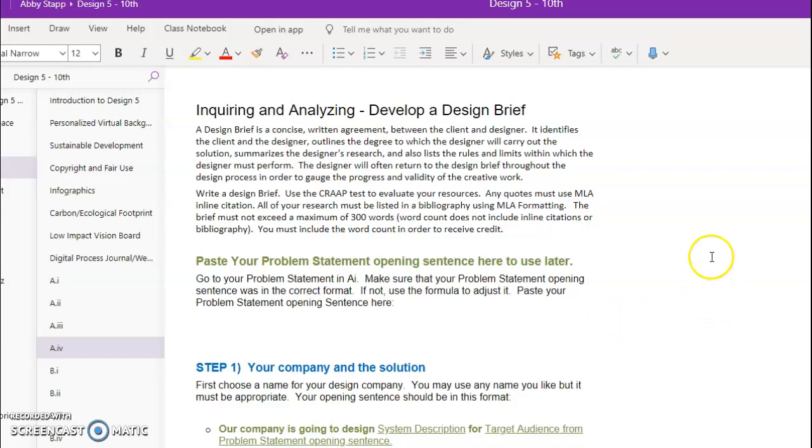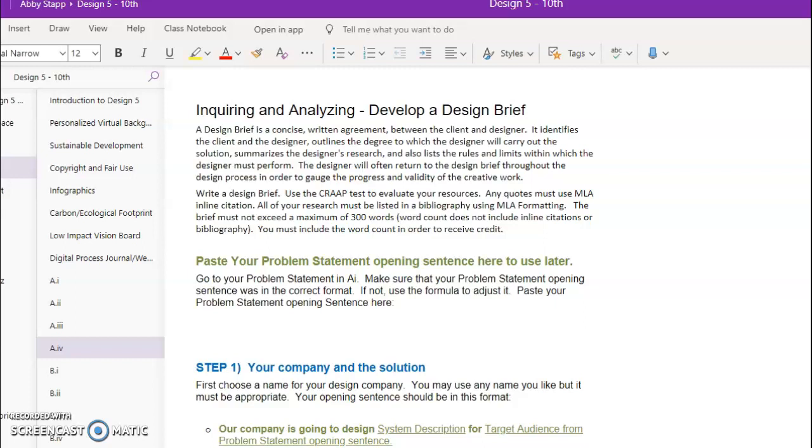There will be the description of the design brief and then a step-by-step walk through each point that I would like to see, much like we did the problem statement. So what I'd like you to do first, and this is just to help you, don't get confused by this. It's not listed under steps, but if you go back to A1 and paste your problem statement opening sentence here, you will be reflecting on that as you work your way through this paragraph that you'll be writing.